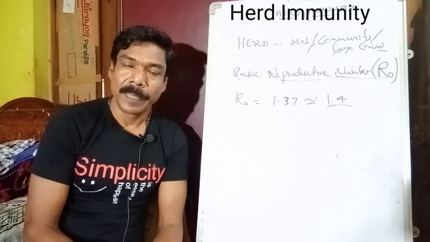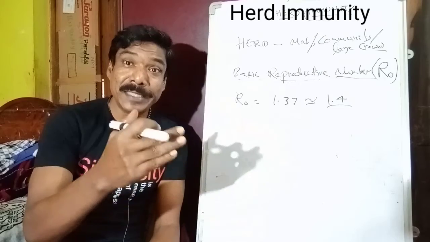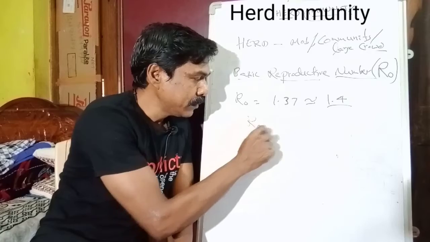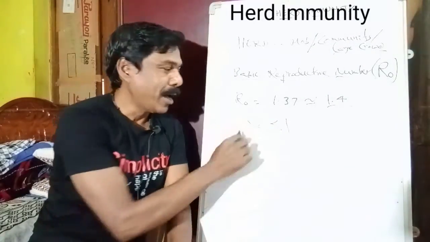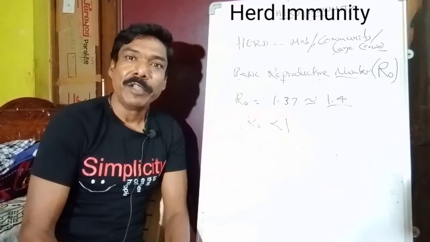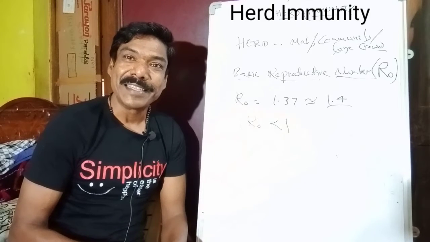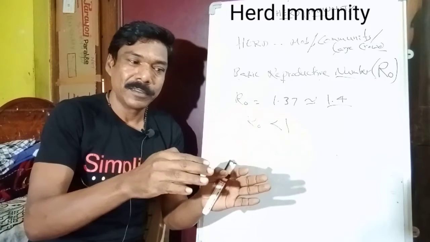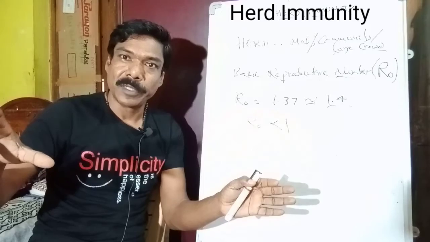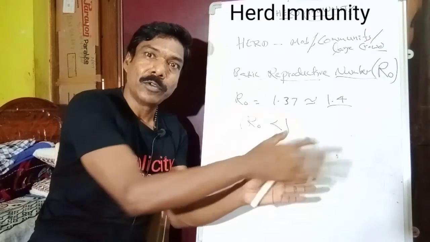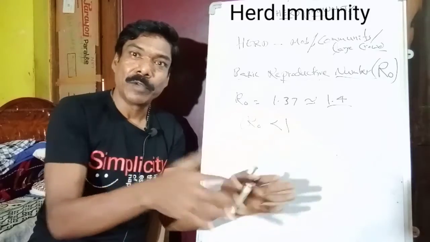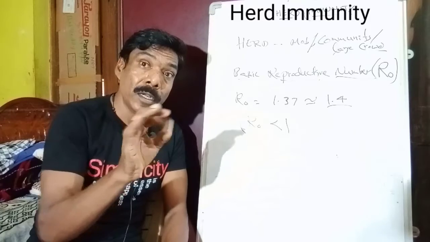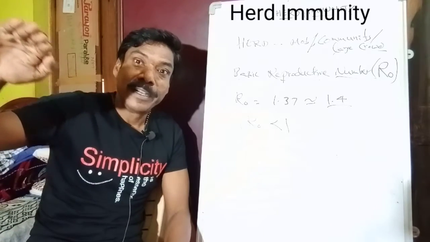For any pandemic or any virus spread to cease, to stop, this R naught has to become less than 1. If R naught is less than 1, then eventually the disease will cease. It will not spread to so many people. One person will infect one person only. After this, the first person becomes alright, the second person will pass it on to another person. Like this, 1 to 1 only. It will cease. Only when R naught is greater than 1, slightly greater than 1, slowly the number of infected people will keep on increasing.